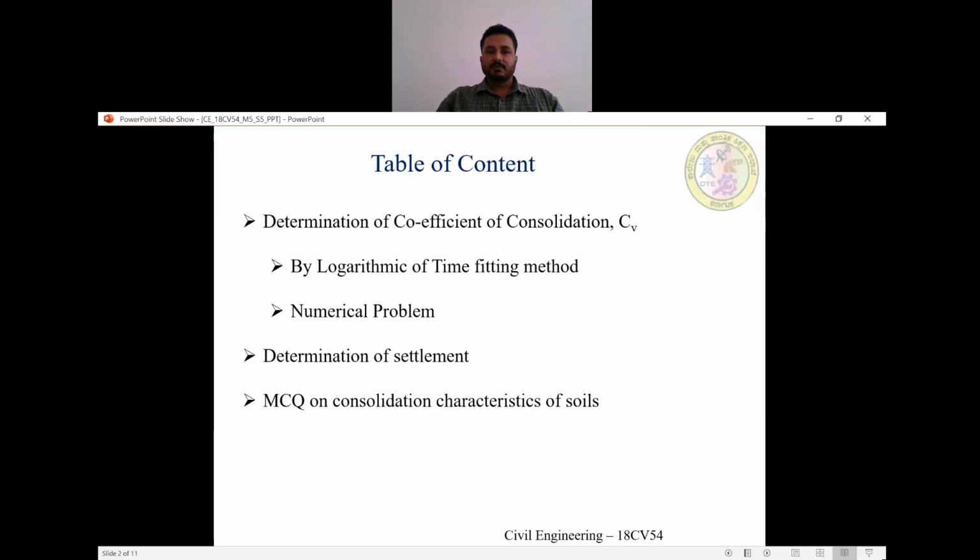The contents of today's session are determination of coefficient of consolidation CV by logarithmic of time fitting method, followed by a numerical problem of the above method, determination of settlement, and finally some multiple choice questions on consolidation characteristics of soils.